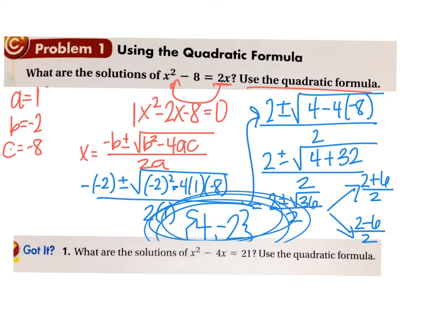Okay, got it? Number 1. I'm going to start you off, and then I want you to simplify it on your own. Your a, of course, is 1, b is negative 4, and c is negative 21, because to put it in standard form, you have to subtract the 21.